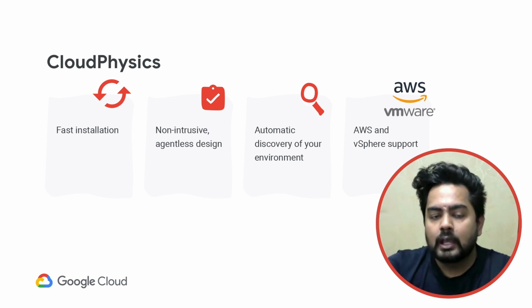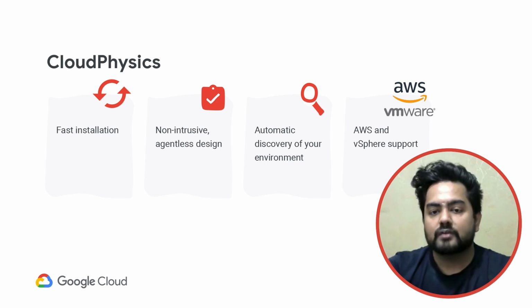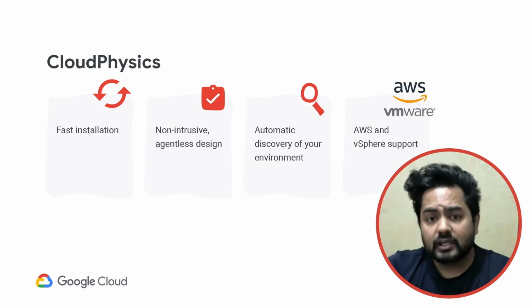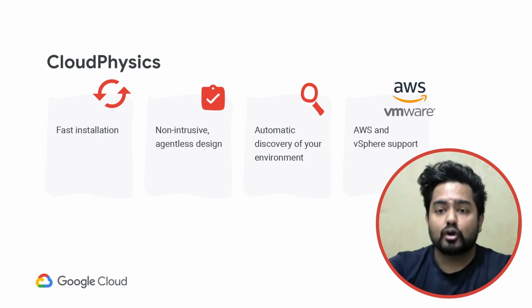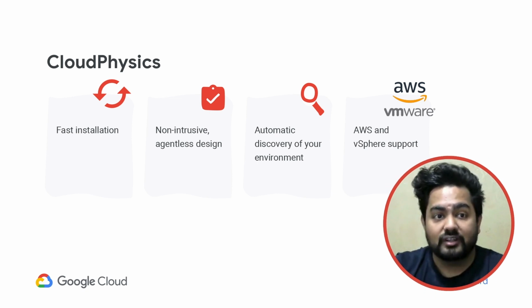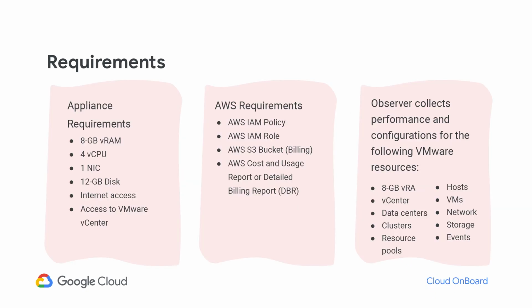And if you're using AWS, Cloud Physics uses the same kind of approach by leveraging the AWS APIs instead of getting your data directly from the EC2 virtual machine instance. As we have spoken about, it collects data from your on-prem environment using a virtual appliance, which we call the Cloud Physics Observer.